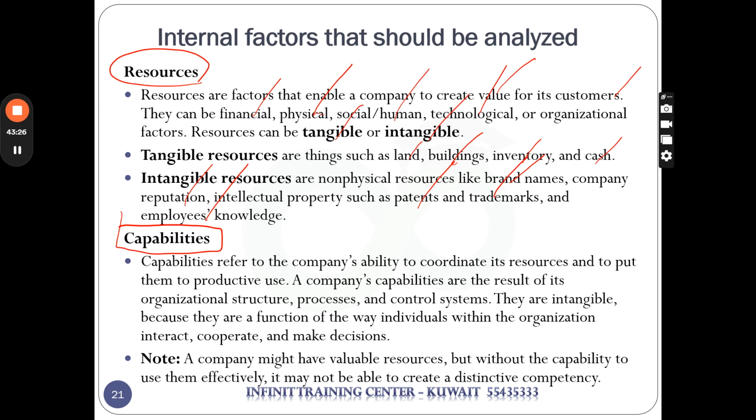But you may have a lot of resources. Are you able to coordinate all these resources efficiently or productively? That is another concern we have. A company's capabilities are the results of the organizational structure, processes, and control system. And they are intangible because they are a function of the way individuals within the organization interact, cooperate, and make decisions. So whether you are able to utilize your resources at your best, do you have the capability for that? That is what we are analyzing here. A company might have valuable resources, but without the capability to use them effectively, it may not be able to create distinctive competency.